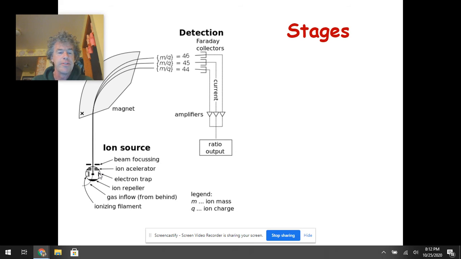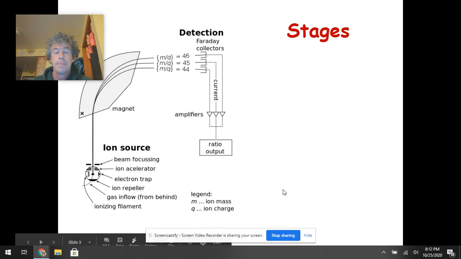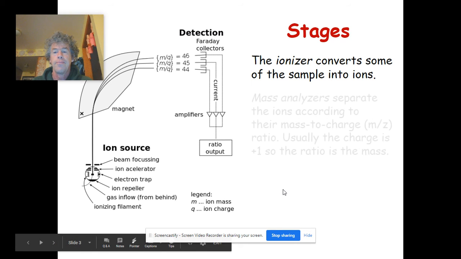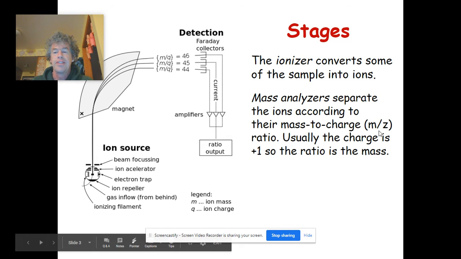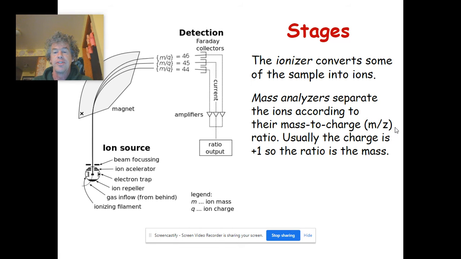So for example, this would be a situation where it's shooting particles here. The particles wrap around and come to the detecting place, and you can actually separate out particles that might be 44, 45, or 46 atomic mass units in size. So you can actually sort them out and see how big they are. And again, it's that ratio of mass over z as the charge.